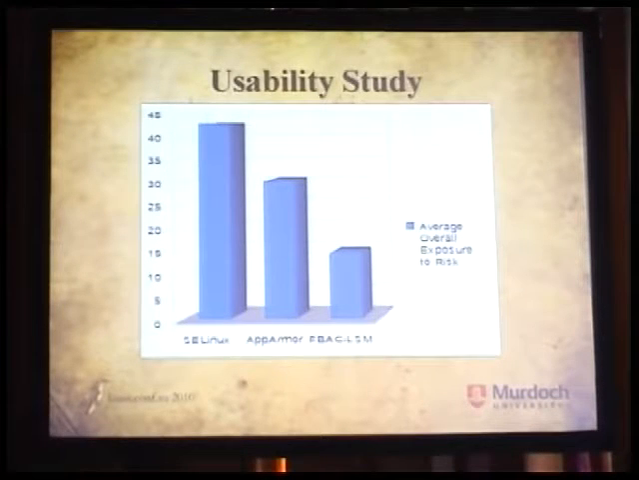AppArmor, you can see, is left still quite vulnerable, and you can say that's probably to do with click happiness. So it's like click, click, click. It's like, you know, does this program get to access this file? Yes, no. Yes, yes, yes, yes, yes. You hear click, click, click. Yeah, so, and then with FBAC-LSM we get slightly better results.